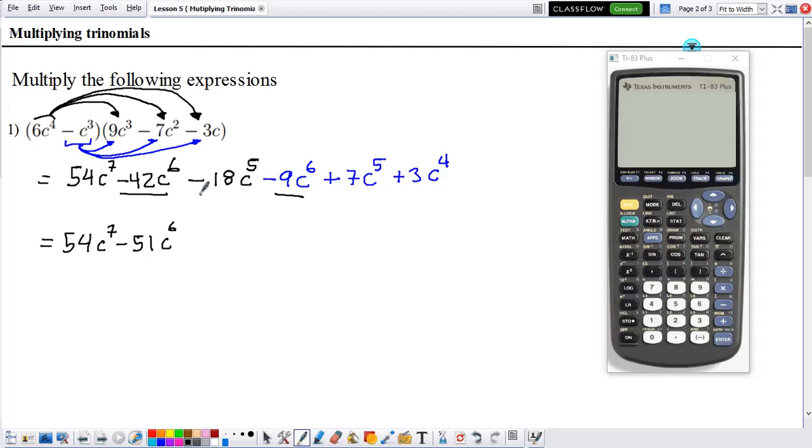So now notice that here we have c to the fifth now. We have two c to the fifths. So we've got to combine those now. So now we do negative 18 plus 7. That's going to give me negative 11, c to the fifth.